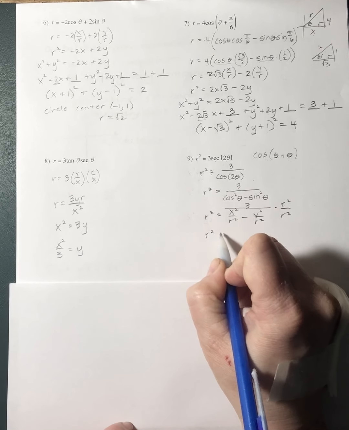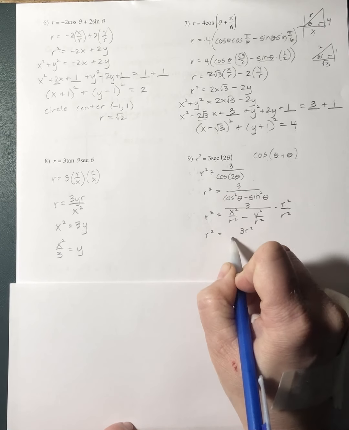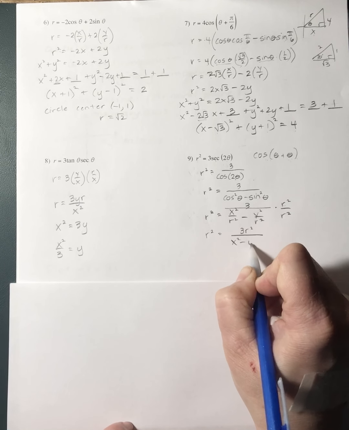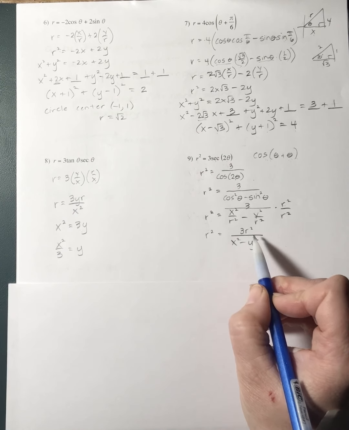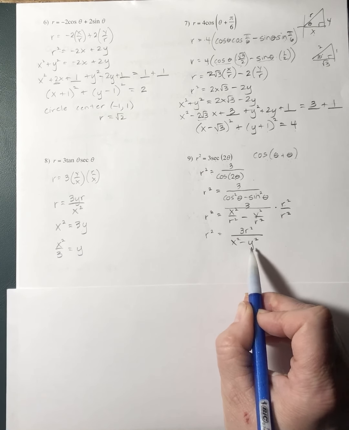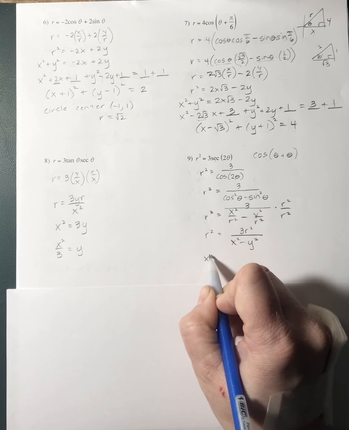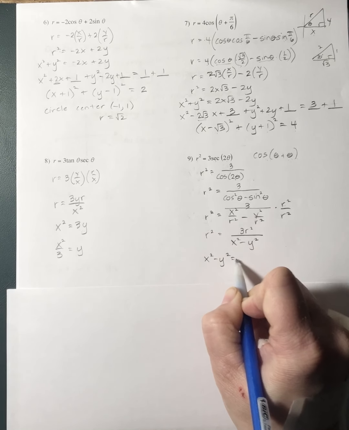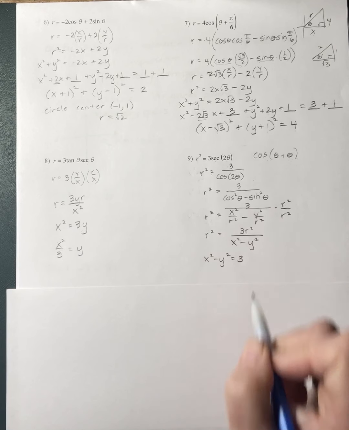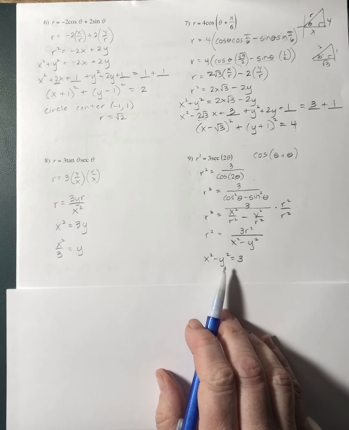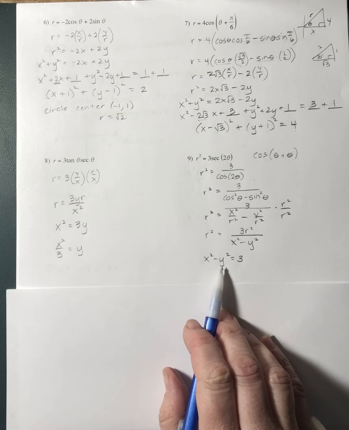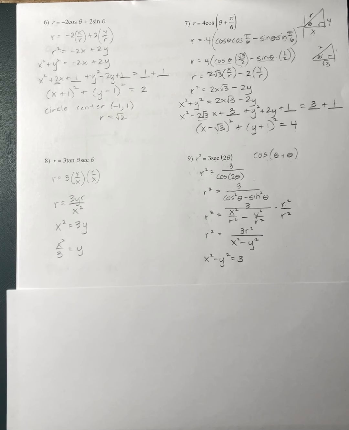So I have r squared equals 3r squared over x squared minus y squared. And then I can divide both sides by r squared, multiply by x squared minus y squared. And that is in standard form. And we're done.